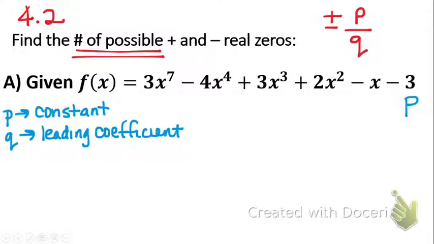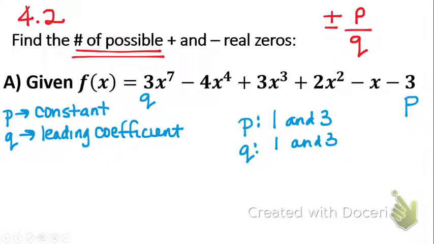So in this example, Q would be what? Which one of those numbers is Q? 3. Okay, so all you're going to do is list your factors of P. What are the numbers that will divide into P? There are only 2 factors of 3. And what are those factors? 1 and 3. And then Q also only has, because Q is 3, there's only 2 factors, 1 and 3.